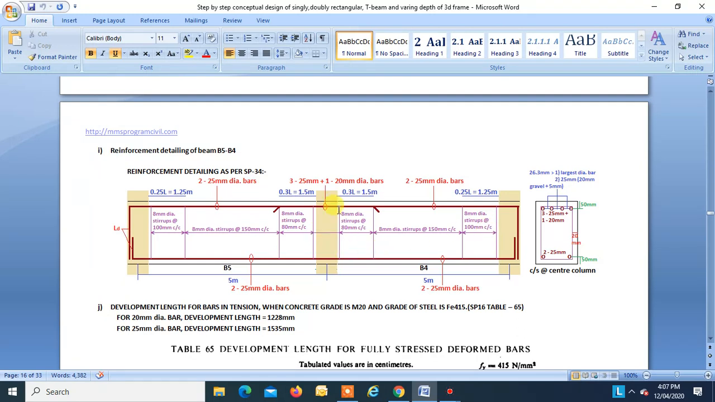Okay, similarly, an important check over here: the clear spacing between the bars should be greater than the largest diameter of bar, that is 25 mm. We are providing 26.3, so it's okay, right? So this is how you do the detailing of the longitudinal steel.